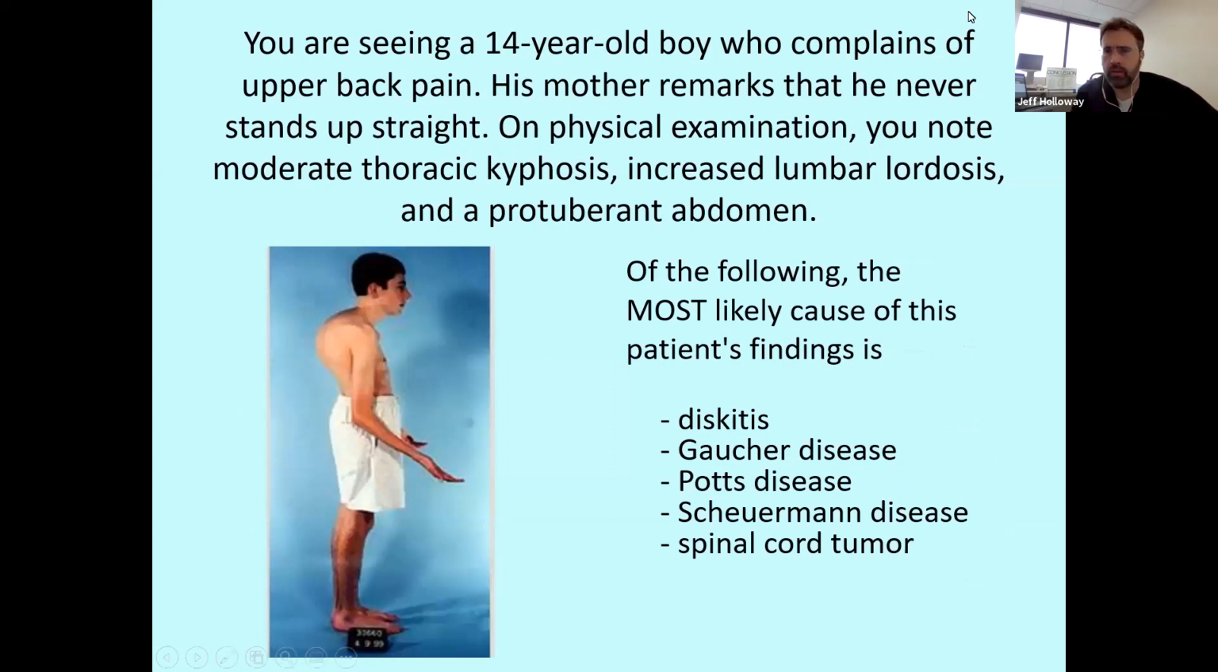So this is one where you're seeing a kid complaining of upper back pain. His mother reports that he's never been able to stand up straight. On physical exam, obviously it doesn't look right, but you can see moderate thoracic kyphosis, increased lordosis, and a protuberant abdomen, meaning you've got that curve now. So what's the most likely cause of this patient's finding? So this is that first question, what is the diagnosis?